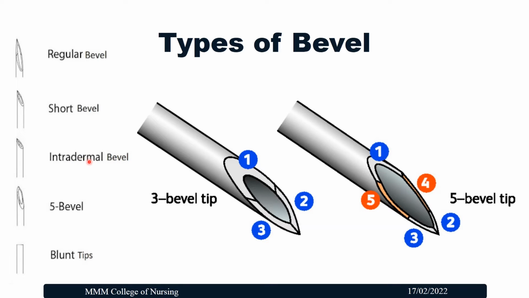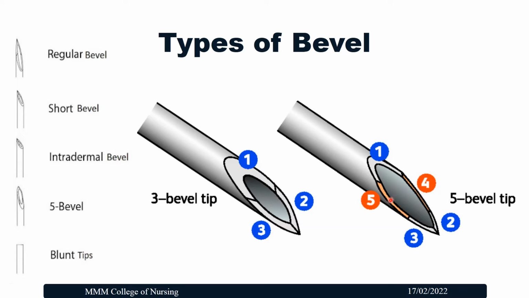Then the third one is the intradermal bevel. Again the bevel is shorter than the short bevel, so the complete bevel can very easily be inserted under the skin.